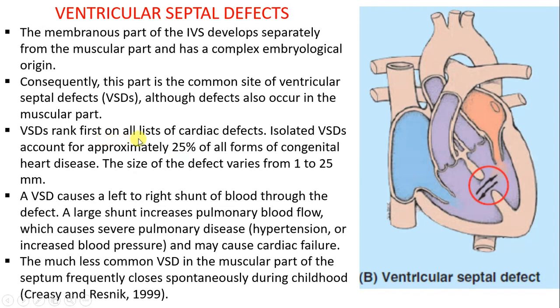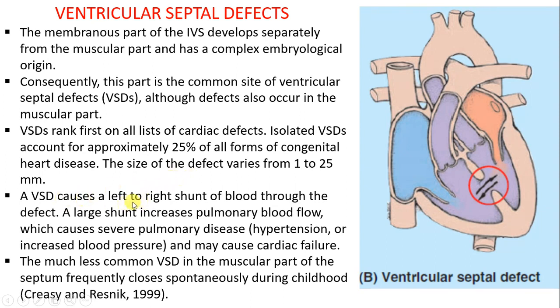VSD ranks first on the list of cardiac defects. Isolated VSDs are 25% of all congenital heart disease. The size of the defect varies from 1 to 25 millimeters. So you can well imagine, if the size is only 1 millimeter, how little difference it will make, and if the size is 25 millimeters, how much effect it will produce. But we should know that VSD is first on the list of cardiac defects, and isolated VSD is 25% of all congenital heart disease.